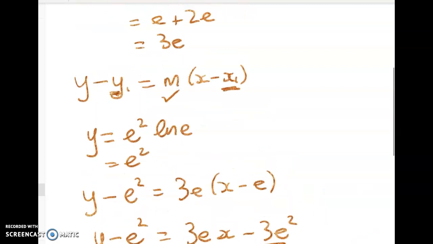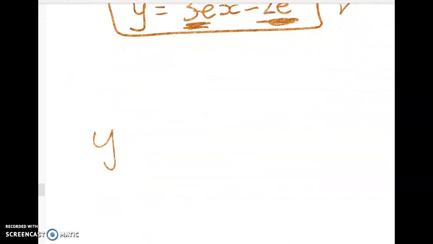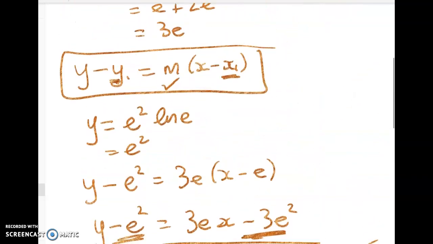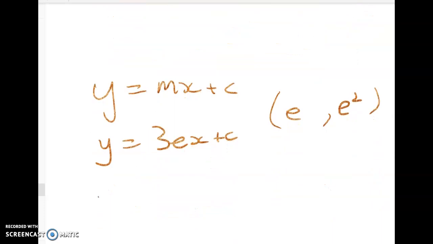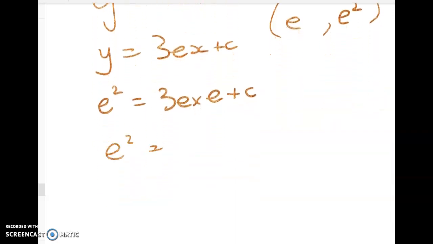Now, one last thing. You don't have to use this equation to do it. You could go directly to this. y equals mx plus c, and then you'd go y is equal to 3e times x plus c, and you'd substitute in your x, y values, which we've already got. So that's e and e squared. So to solve for c, this is what we'd do. We'd go e squared is equal to 3e times e plus c. So that's actually faster in this case, right? We've got e squared is equal to 3e squared plus c. So c is equal to negative 2e squared.